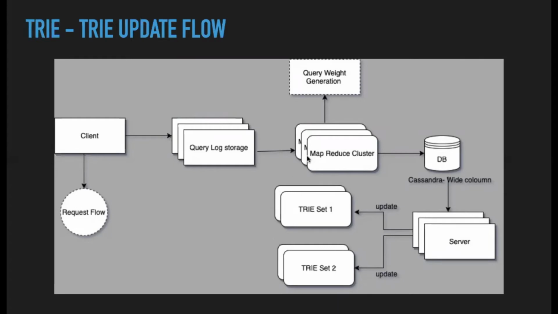So this MapReduce cluster will take query from here, take weight from here. Now we have a pair that we know the query and we also know the weight, correct? This pair will be generated by this MapReduce cluster, and that will be stored in DB. In this case, we will use Cassandra wide column DB.